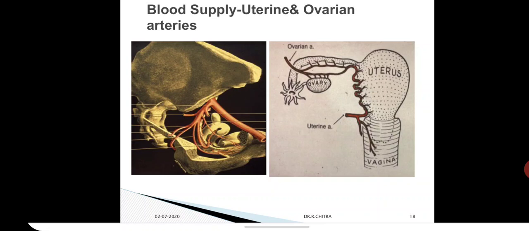Arterial supply of the uterus: mainly by the uterine arteries, partly by the ovarian arteries. Uterine arteries are the branches of the anterior division of the internal iliac and are tortuous, particularly during pregnancy. And ovarian arteries are the direct branches of the abdominal aorta. They both anastomose within the broad ligaments close to the lateral angles of the uterus. You can see here.